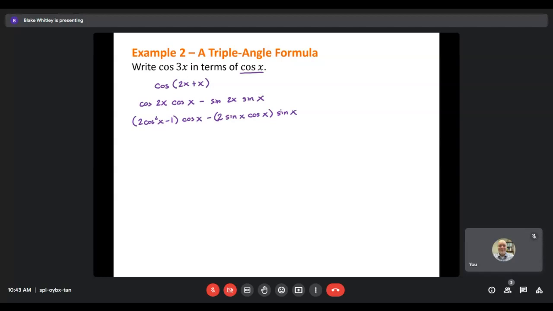So again, I've just changed my cosine of 2x to 2 cosine squared x minus 1, changed the sine of 2x to 2 sine x cosine x. Now let's go ahead and multiply out what we can, and then we'll figure out what to do from there, because we still have some sines in here. We need everything in terms of cosine. So if I distribute this cosine x, it's going to give us 2 cosine cubed x, and then cosine times a negative 1 is minus cosine. Now down here, this is all just being multiplied together. So this is just going to be 2 sine squared x cosine x.